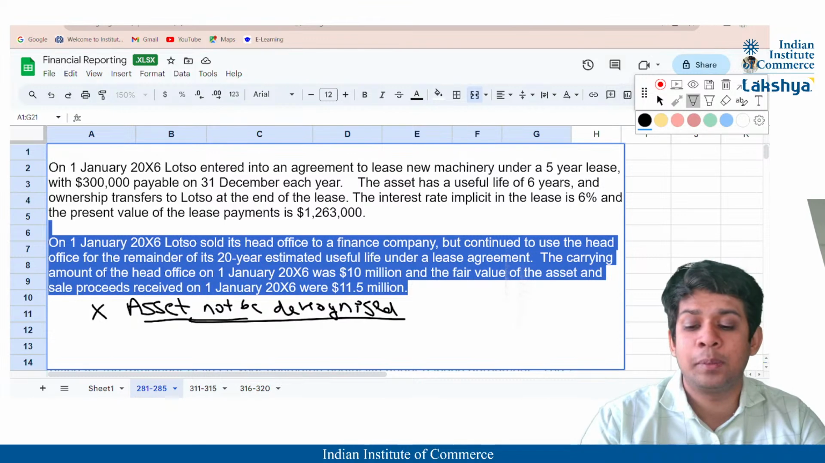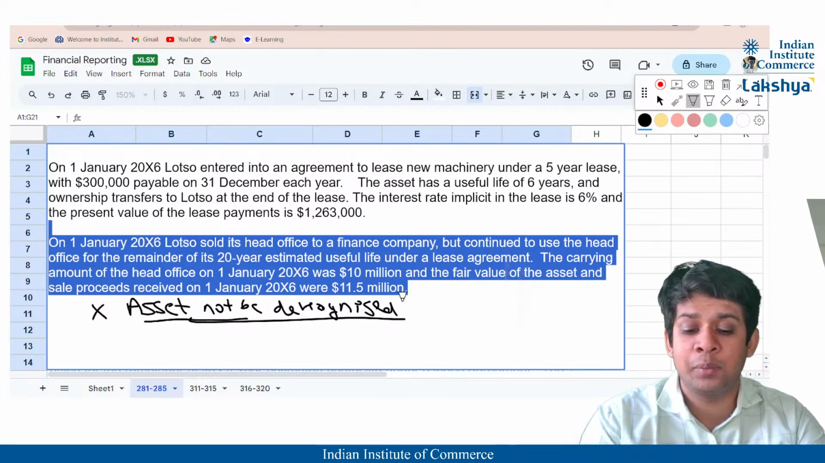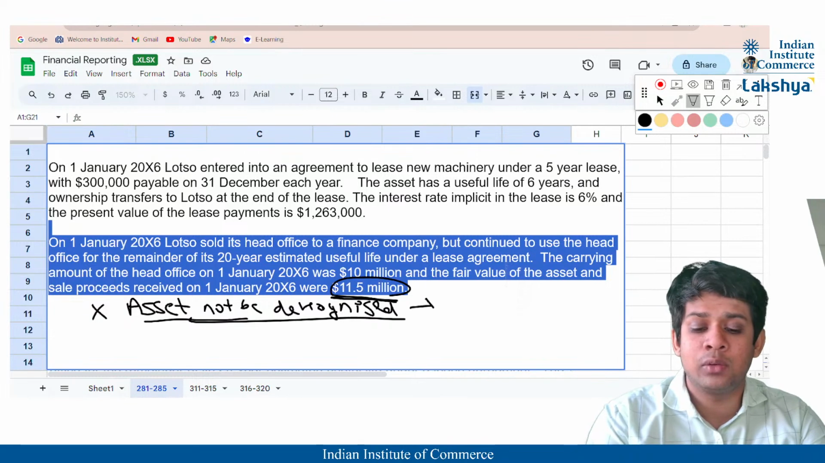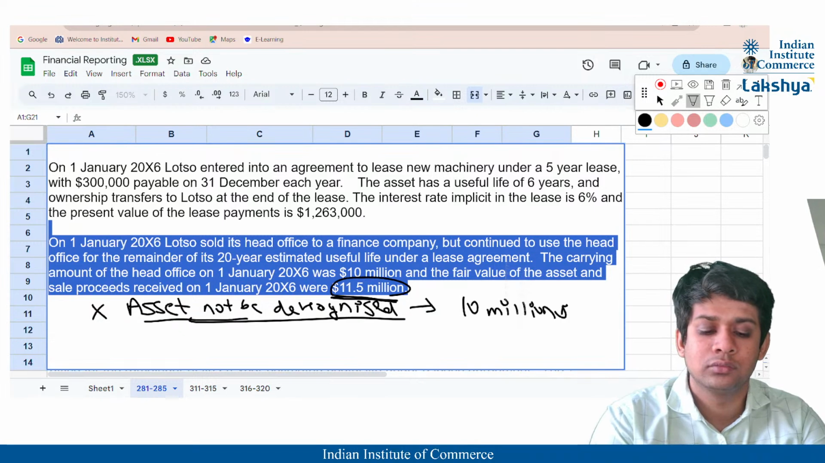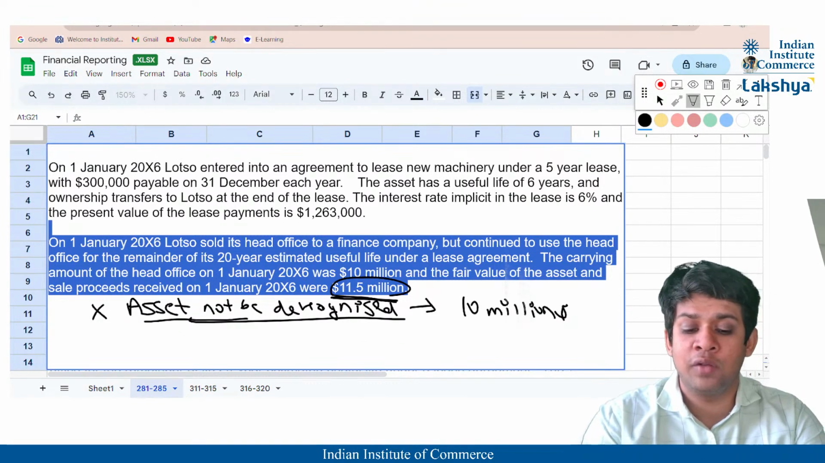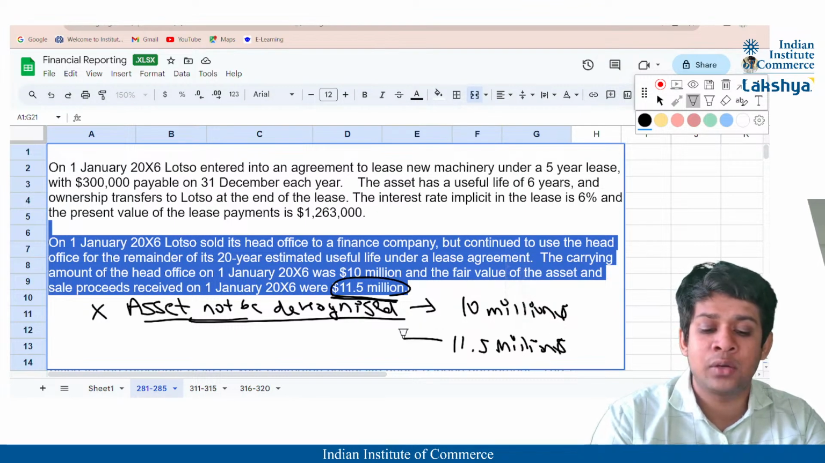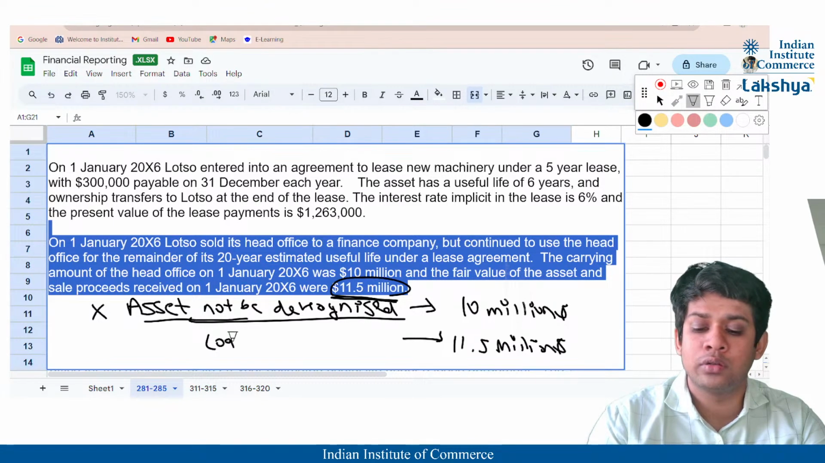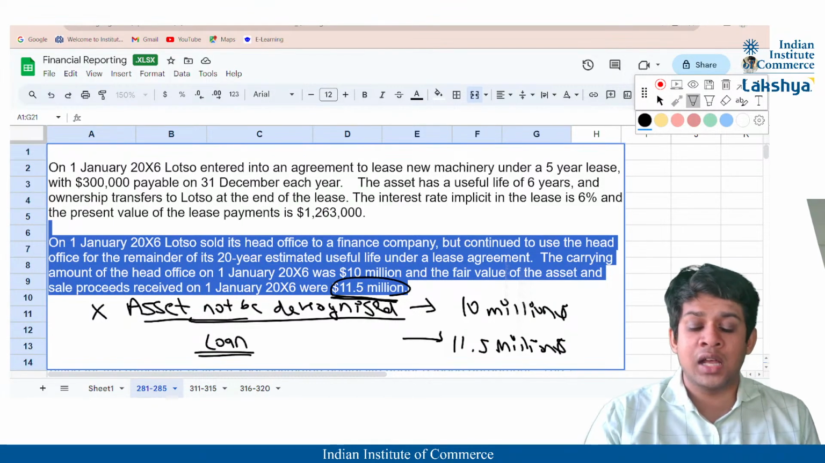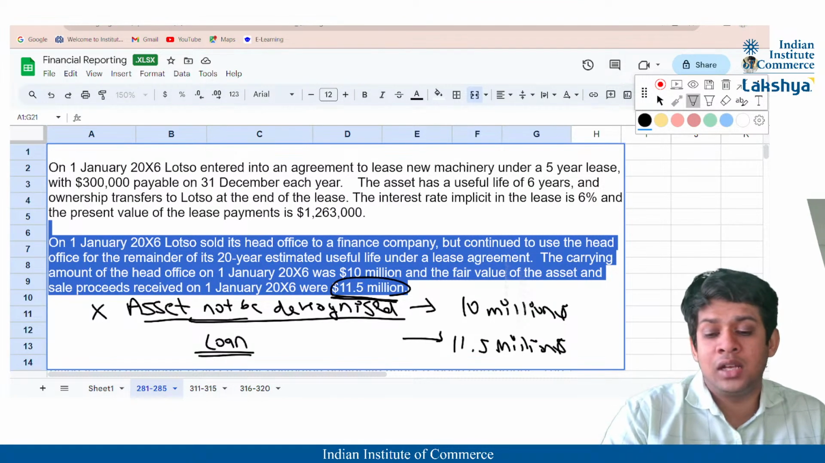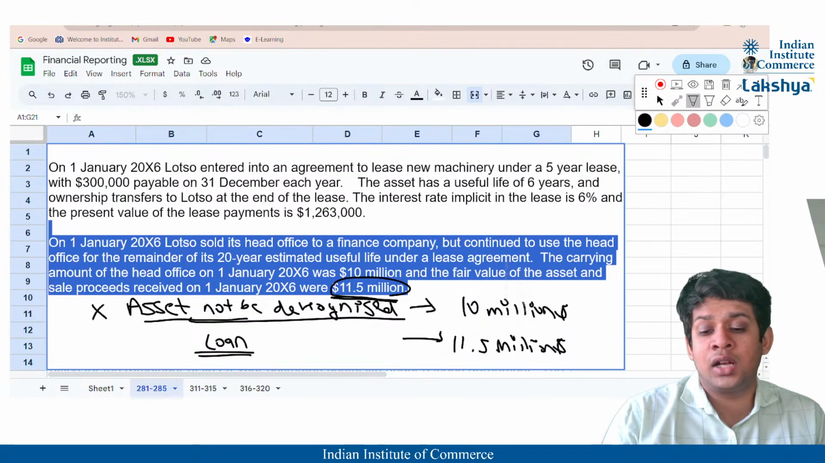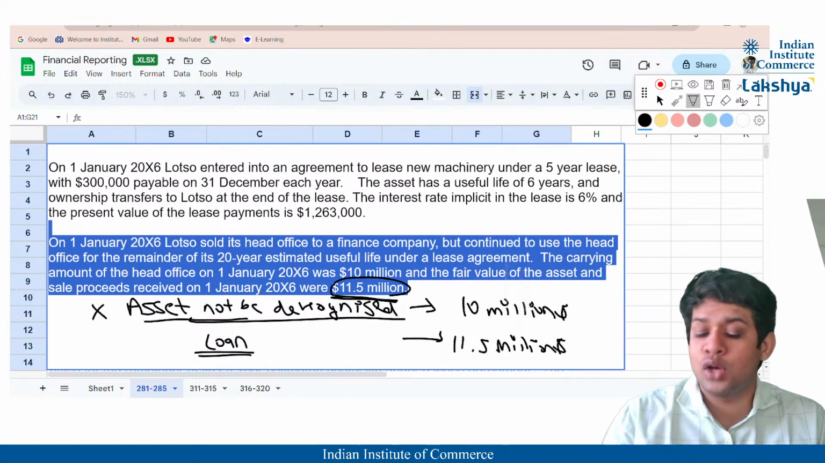Okay. And whatever transfer proceeds we've received, that 11.5 million we received, correct? So the asset will be there at a value of $10 million, and the $11.5 million transfer proceeds will be treated as a loan. So technically the asset will remain. Even if I've sold it, I am recognizing it within the financial statements because I have the risks and rewards associated with the asset. So I should not de-recognize it, correct? So I have not de-recognized it.